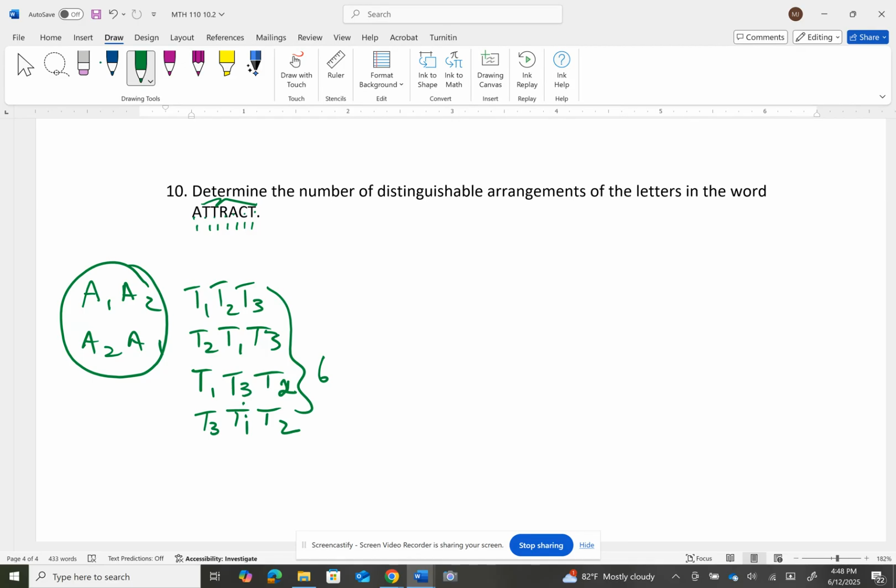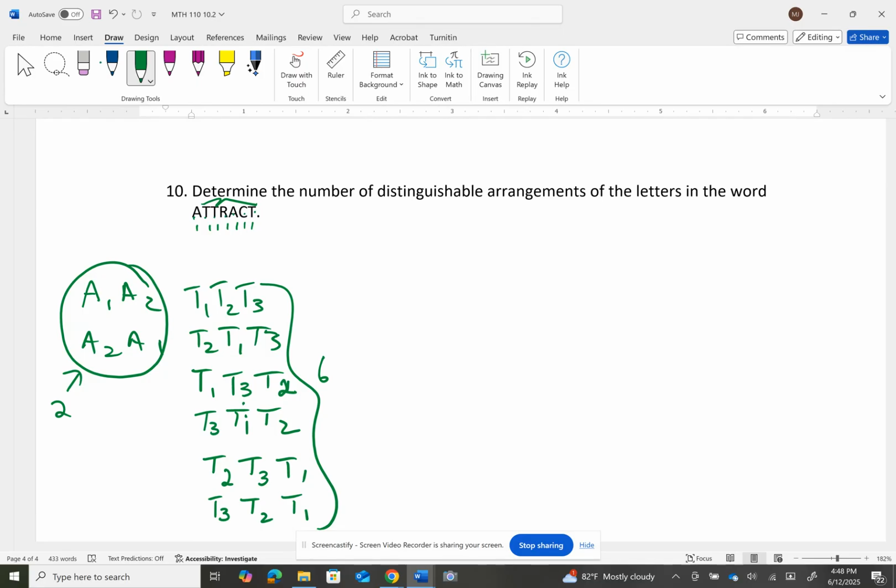Or I could have done T1. Let's see. I'm trying to make sure I'm getting all the different ones. Or I could have done a T2, then a T3, then a T1. Or I could have done a T3, then a T2, and then a T1. Okay, and so then there's 6. If I actually work it out, there's 6 different ways you could arrange 3 letters. So here there were 2 ways to arrange 2 letters, 6 ways to arrange 3.